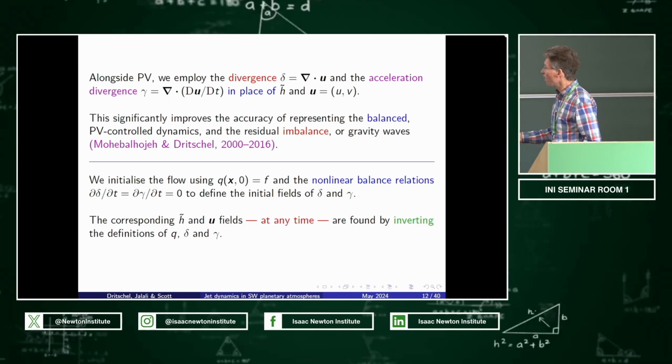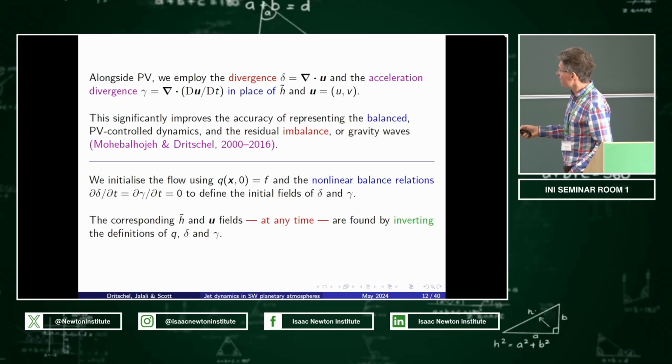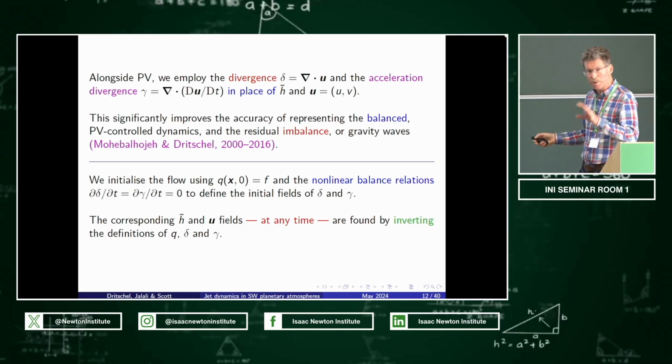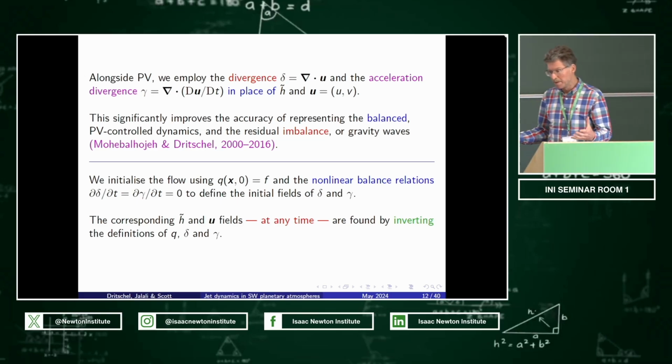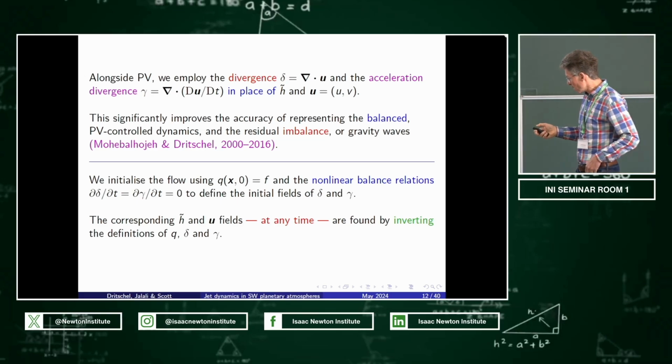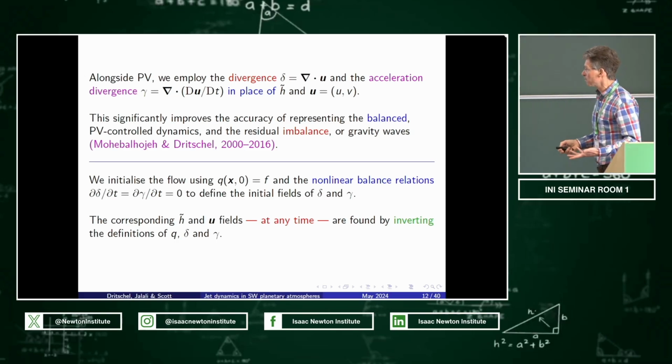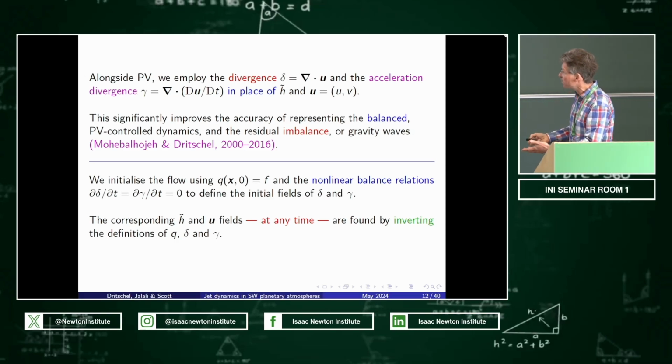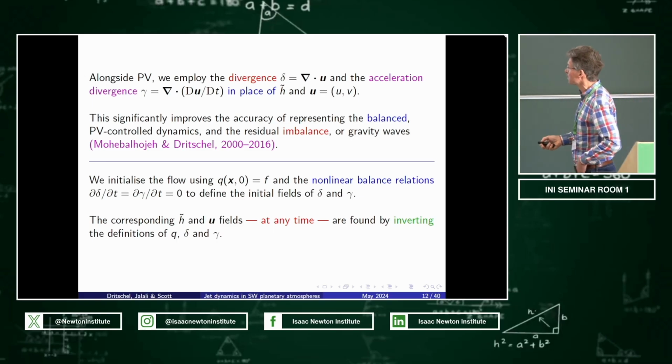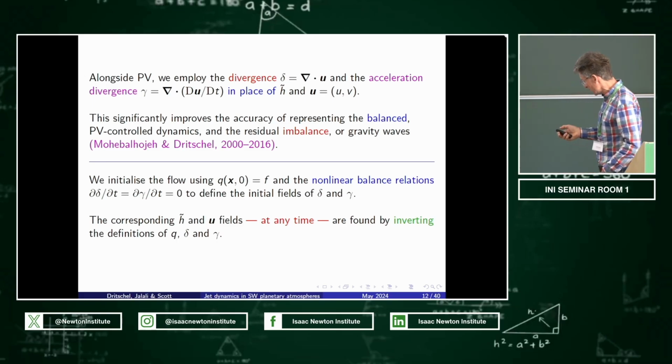We initialize the flow starting from a state of rest, but with topography, using the nonlinear balance relations that result from setting these partial time derivatives of these variables to zero. I haven't written down the equations, but they're a set of two coupled nonlinear equations, along with the definition of potential vorticity, that allow one to recover all the variables. So this is a kind of generalized balance method.